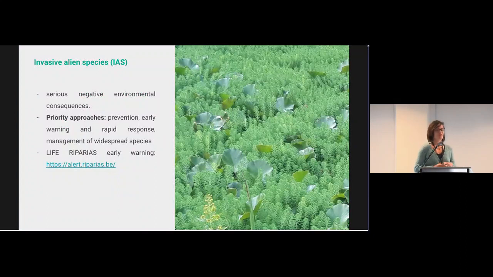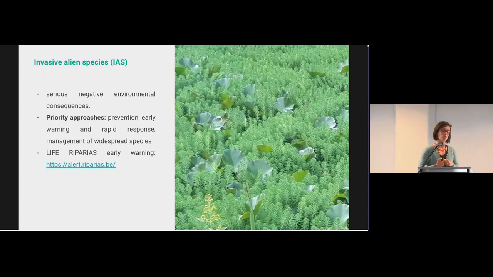So, first, very quick, the context. Invasive alien species, as you all might know, have a serious negative environmental impact. And the best way to deal with them, there are a few priority approaches. There is prevention, of course, by preventing them entering the country, early warning and rapid response, which was already discussed in the talks here before.